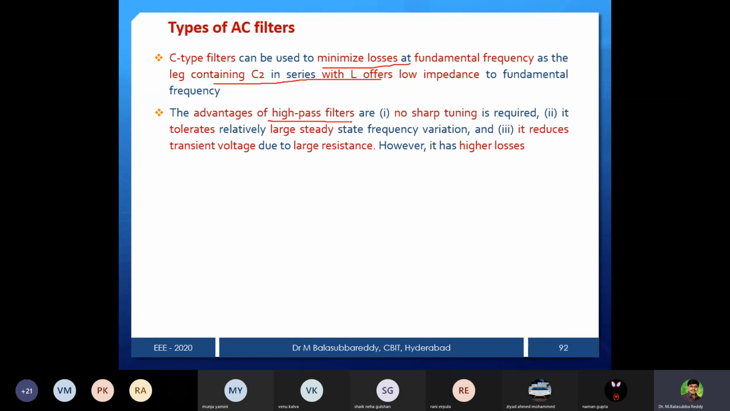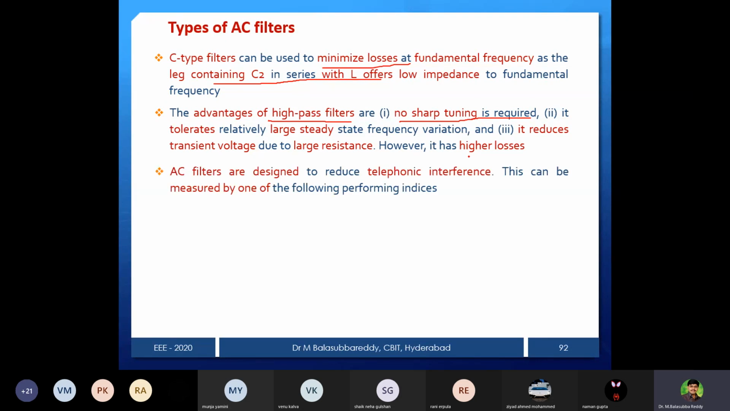Advantages of the high pass filter: no sharp tuning is required. The high pass filter is used to filter out the higher order harmonic. So the advantage is no sharp tuning is required, and it tolerates relatively large steady state frequency variation. Third, it reduces the transient voltage due to large resistance. However, it has higher losses.